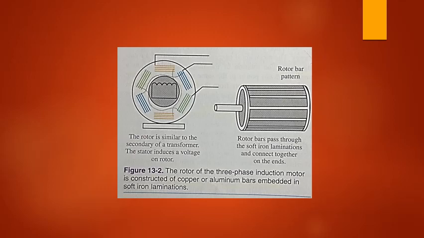The rotor is constructed of soft iron laminations with copper or aluminum bars running through the outside edges. These bars act like the secondary windings. The stator induces an EMF on the rotor bars, causing a current to flow through the bars. The bars connect at the ends of the rotor, completing the circuits and producing a magnetic field between the rotor bar pattern.